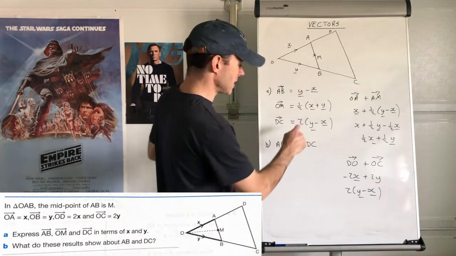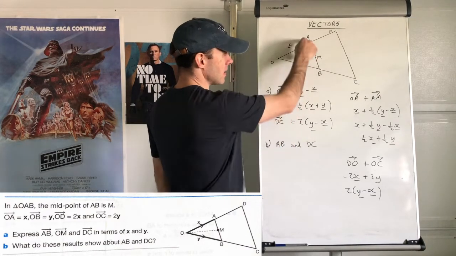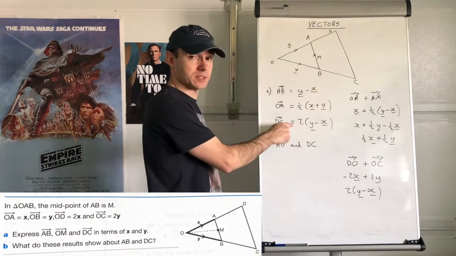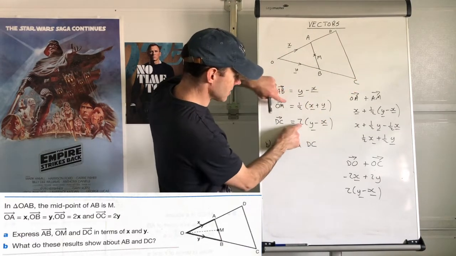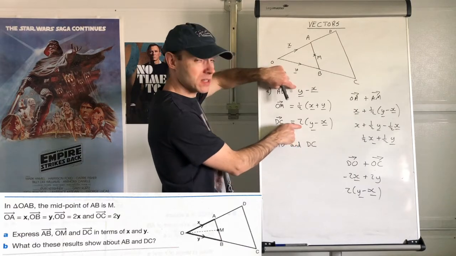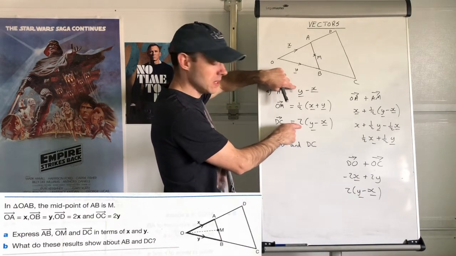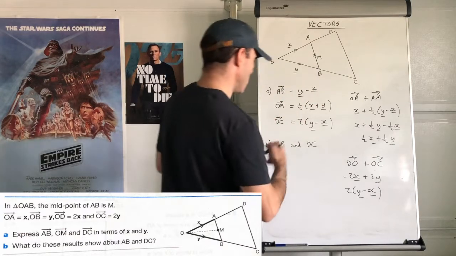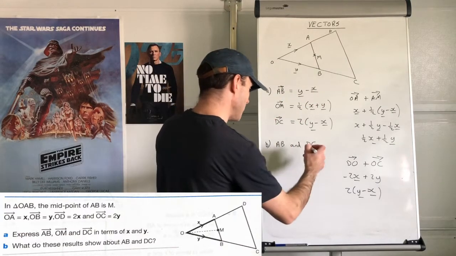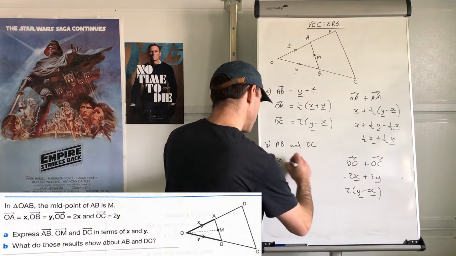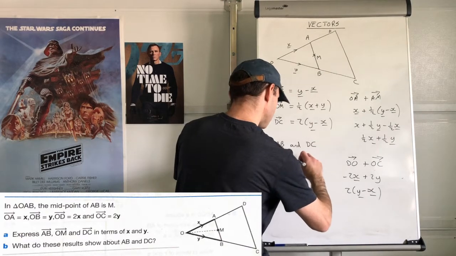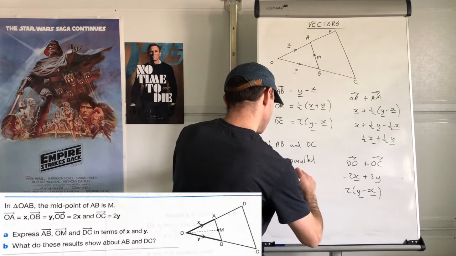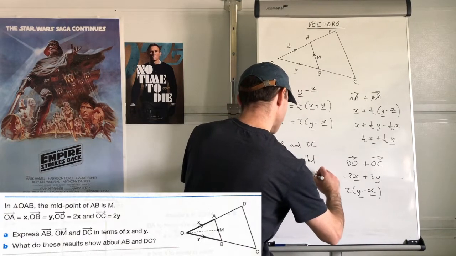Because what you'll see is that AB is y minus x and DC is double that. So can you see the fact that this is the same as this, but doubled, means that the length is doubled and in the same direction. They are parallel as well. So what I'm going to do from this is write down AB and DC are parallel, and also DC is equal to twice AB.